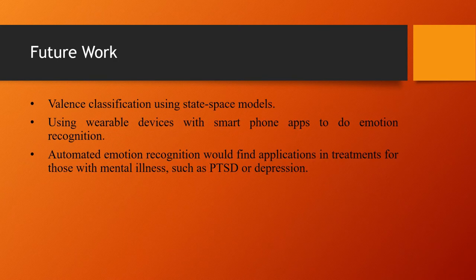In the future, a state space model will be used to classify these valences. The algorithm will then be put into wearable devices with smartphone apps to record and recognize a person's emotions. These applications can be used in treatments for those with mental illnesses, such as post-traumatic stress disorder or depression, to monitor emotional states and observe if treatments are improving a patient's emotional health.